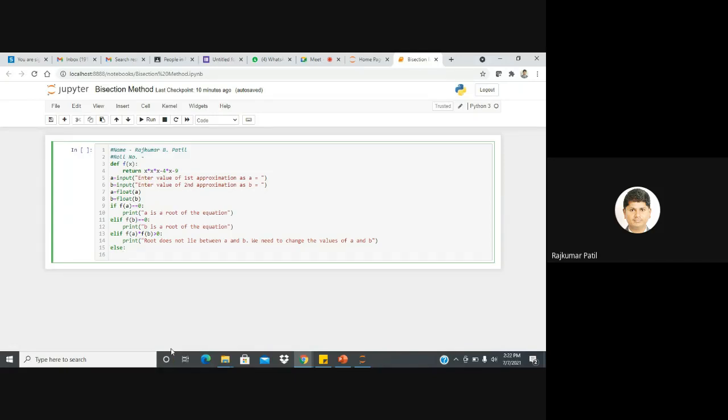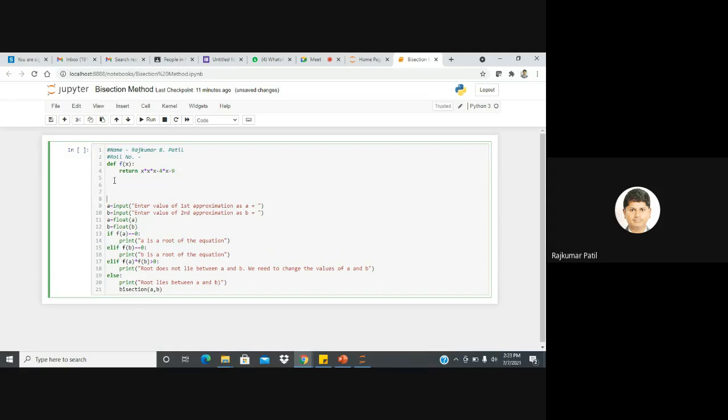So what we'll do here, first of all, we'll print root lies between a and b. This will assure you that the root lies between these two, and we will define here a function, bisection, let's say, with a comma b. When the program comes to this particular line, it means the program will go to the function which is defined, and its name is bisection. And we will define that function at the top.